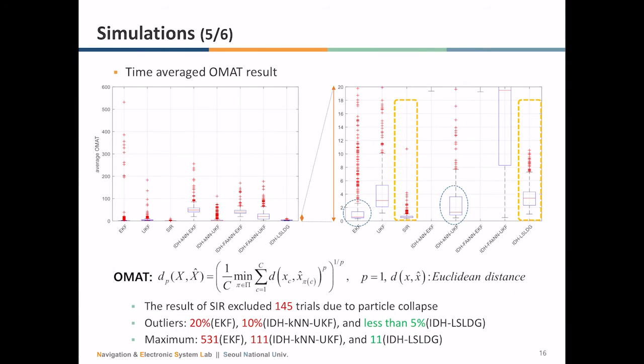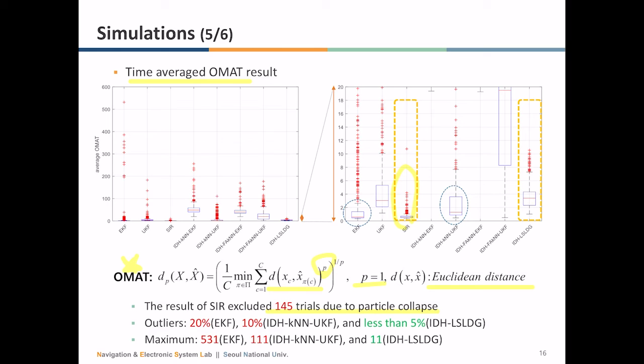This is the box plot of the time averaged OMAD. The optimal mass transfer OMAD metric is used to represent the result of multiple targets. The distance metric for the OMAD is Euclidean distance, and the OMAD parameter P is set to 1. The results seem to indicate that the performance of the SIR is the best, but the results do not include the failed 145 trials of the SIR.